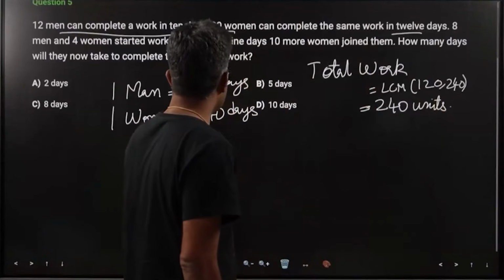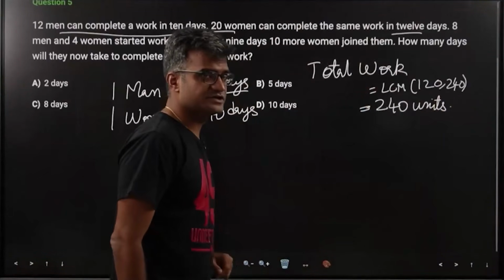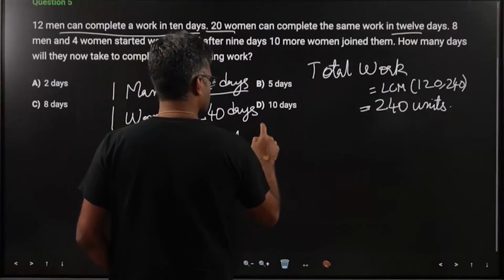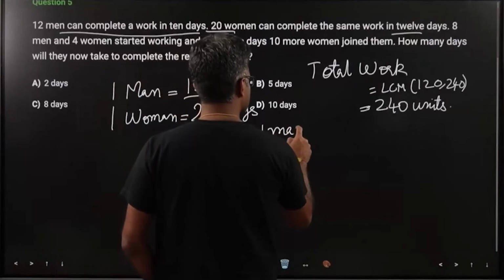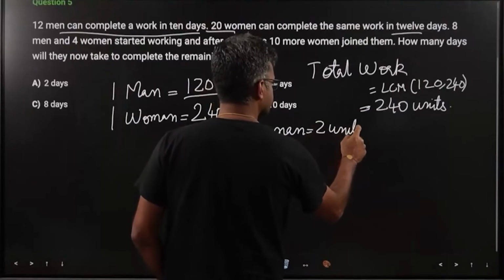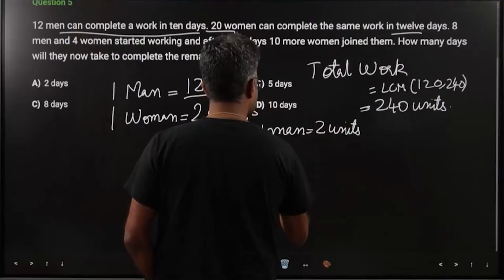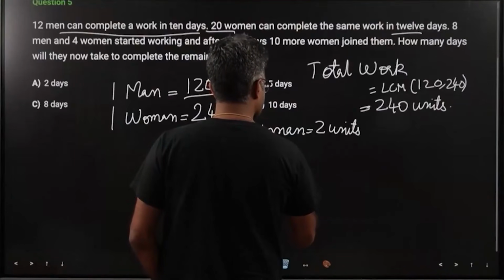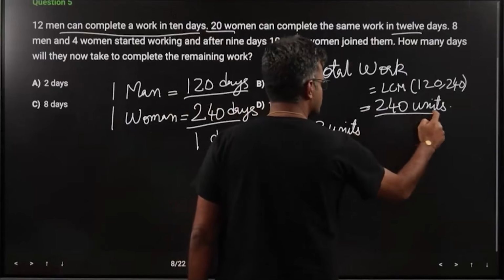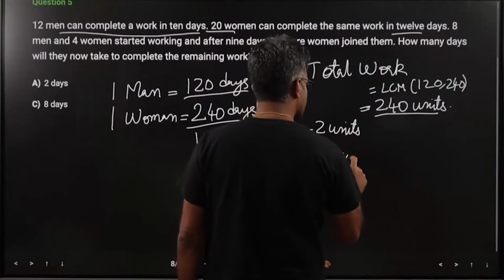Now, one man takes 120 days to do 240 units of work. So in 1 day, one man does how many units of work? He does 2 units of work. And one woman takes 240 days to do 240 units of work. So in 1 day, she does 1 unit of work.